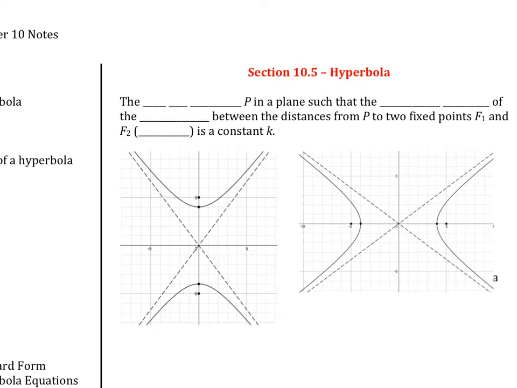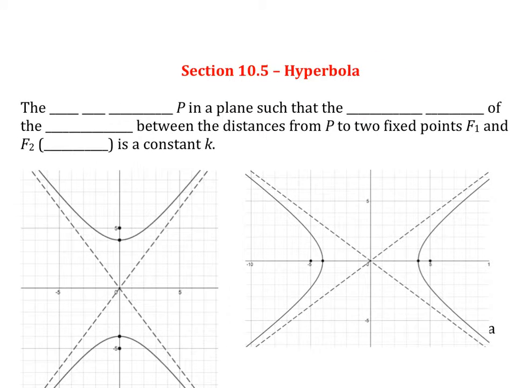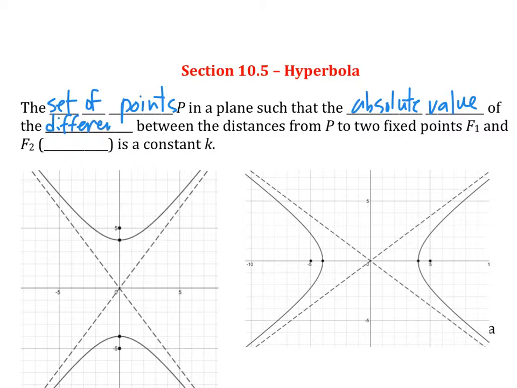We're going to take 2 days on hyperbola because hyperbola is probably the hardest one out of all the conics. Okay, let's write the definition. Hyperbola is the set of points P in a plane such that the absolute value of the difference between the distances from P to two fixed points F1, F2, which are called the foci, is a constant K.